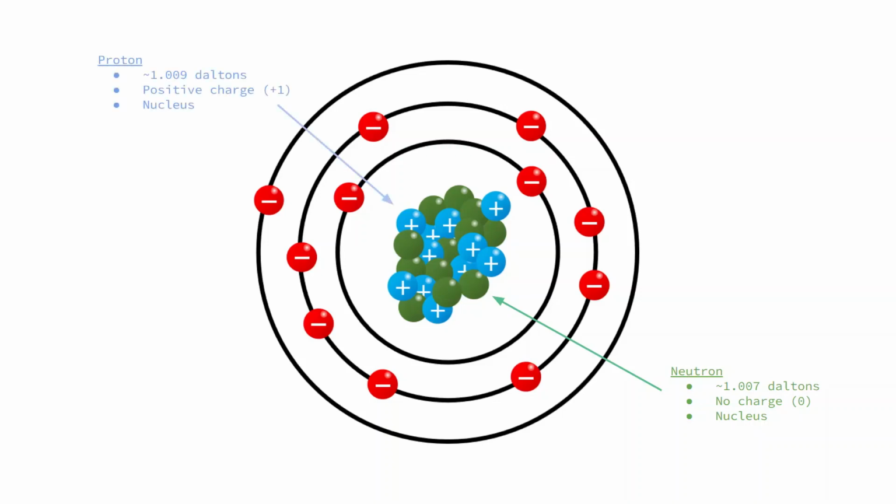Next, let's talk about the proton. The protons also have a mass of 1 Dalton. They are also in the nucleus with the neutron, and they have a positive charge of +1.